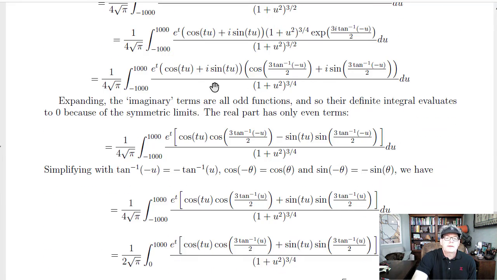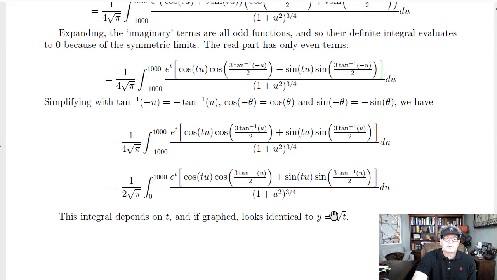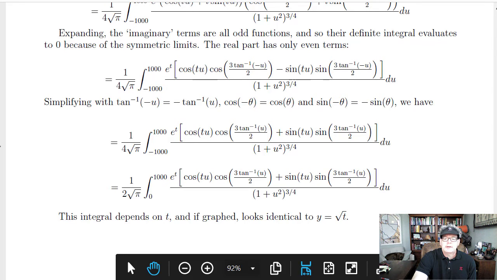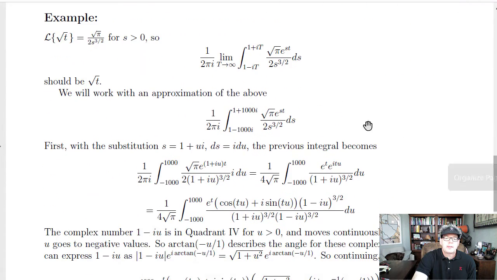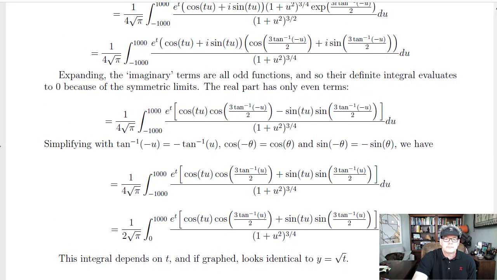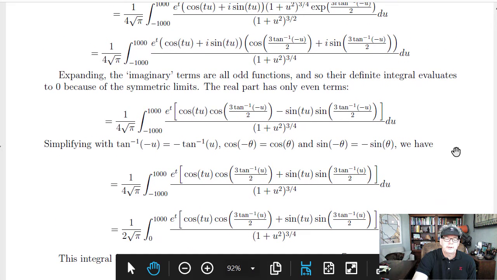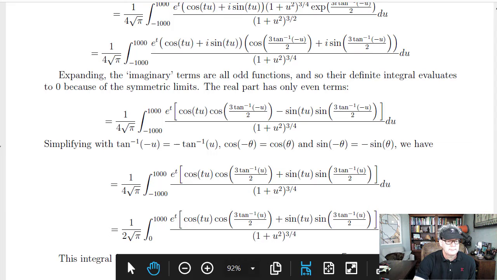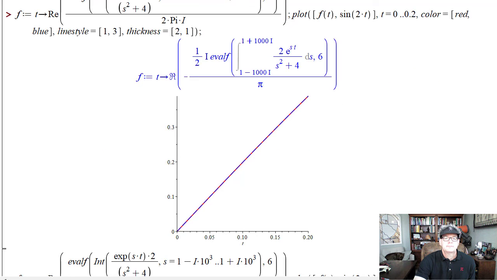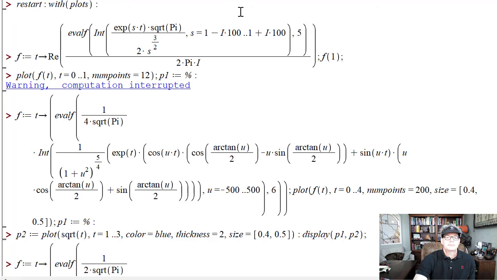Anyway, again, the real part is even, the imaginary part's odd, and there's our final integral. Right, so that imaginary looking integral, just like every other time, becomes a purely real integral. I mean, there were imaginary numbers, but they always seem to be odd and cancel. And if I look at the graph, here's the graph. I think this one won't take too long.